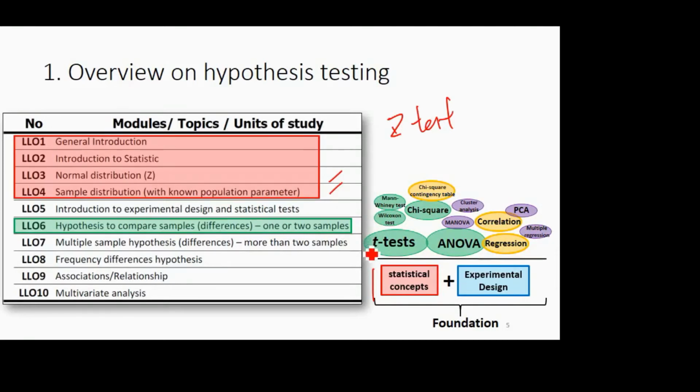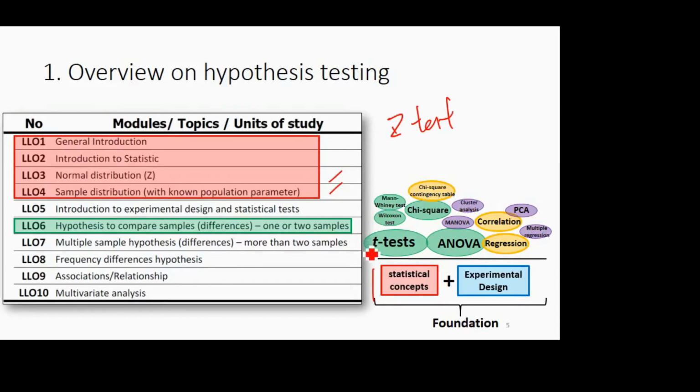So far we have covered the statistical concepts. Now you should know about the importance of statistics in the research methodology, in the scientific method. You also know about the normal distribution, the sampling distribution and the basics of hypothesis testing. What you have learned so far is just the Z test. So we're going to learn more today.